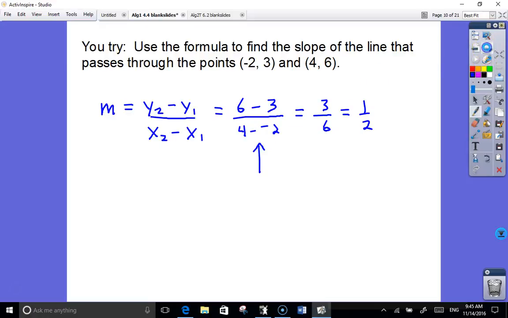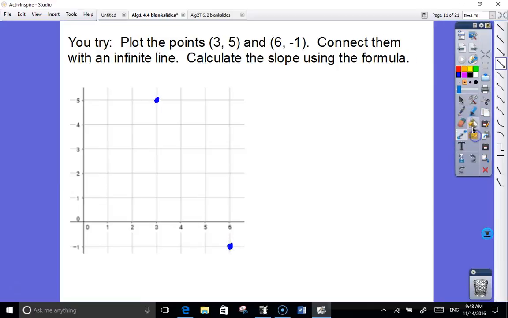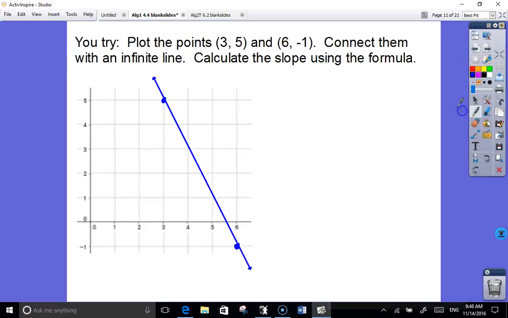Okay, there's another you try. Plot the points, connect them with an infinite line, and then use the formula. So this is going to be some graphing and some using the formula to calculate a slope. I think these are new points. -1 minus 5.